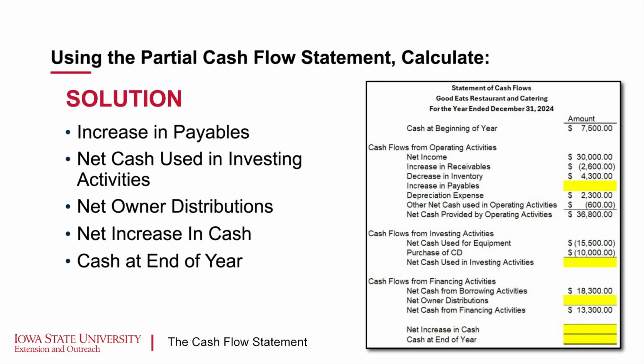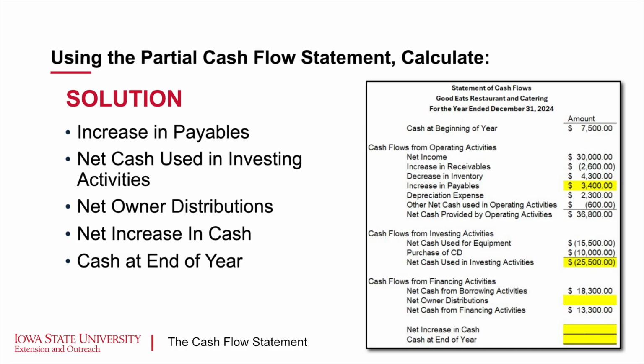Solutions. The increase in payables is $3,400. This is calculated by taking the net cash provided by operating activities and subtracting the other cash flows from operating activities. The net cash used in investing activities is $25,500, written as a negative because it is a decrease to cash. This is because it is the sum of the $15,500 in net cash used for equipment and the purchase of a CD for $10,000.